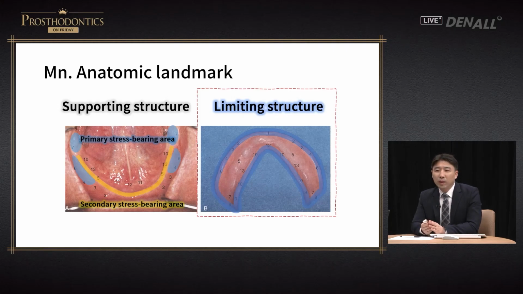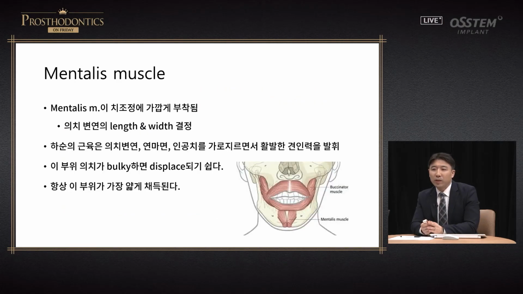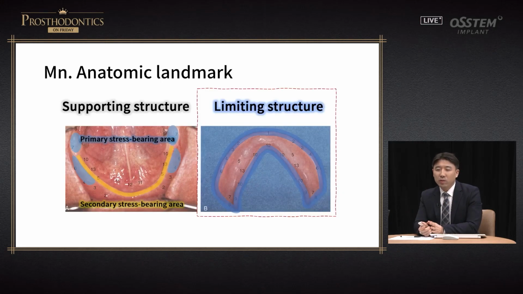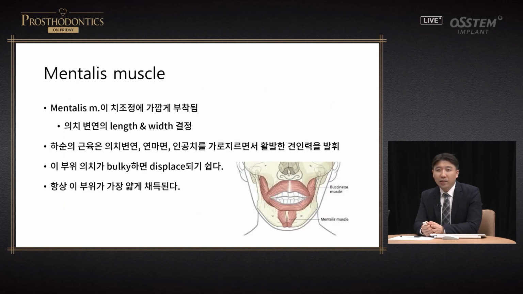Finally, it's the border. I'm going to talk about this. In order to fabricate a good denture, limiting structures need to be considered. I would like to provide a little explanation on this. In the case of the lower anterior, there is the mentalis muscle. If there is significant alveolar bone loss, it can become very prominent. This is one of the very strong muscles.